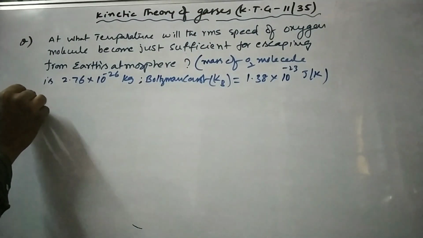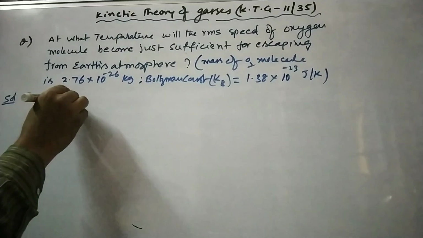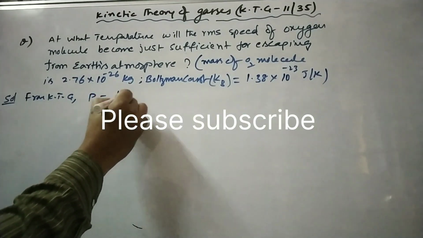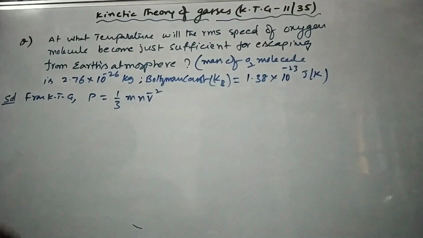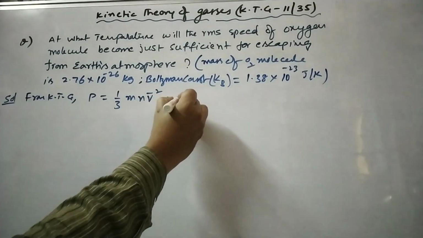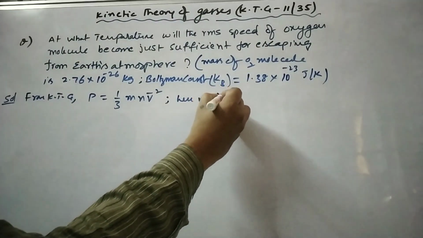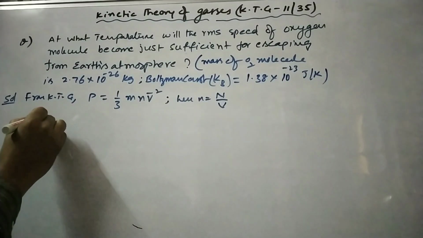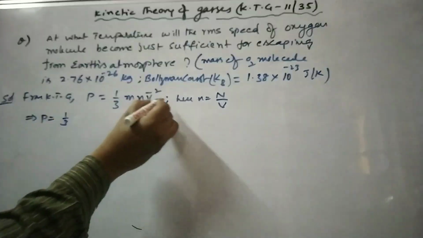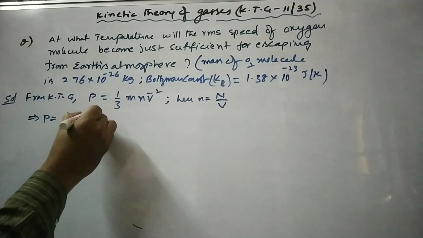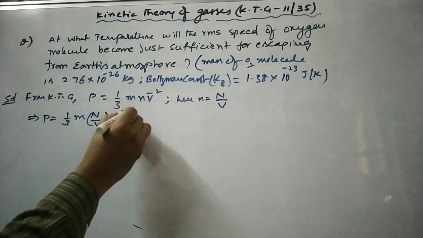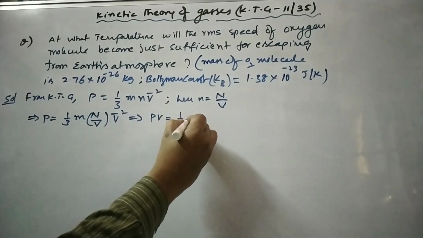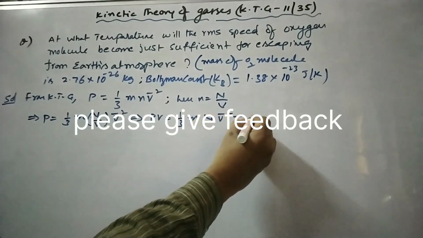So, from kinetic theory of gases, what is that? The pressure exerted by the gas molecules on the walls of the vessel is P = 1/3 m n v bar squared, where n is the number of molecules per unit volume. That implies n is N by V, so bringing V to the other side, PV is equal to 1/3 m N v bar squared. This is equation 1.